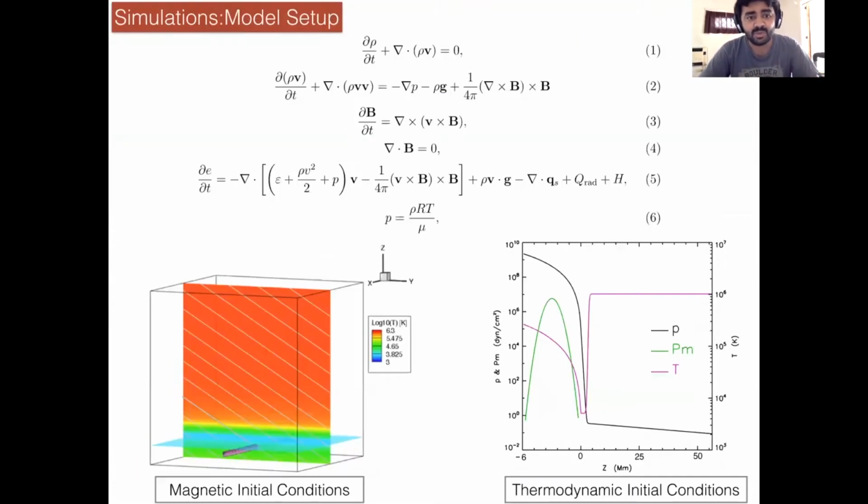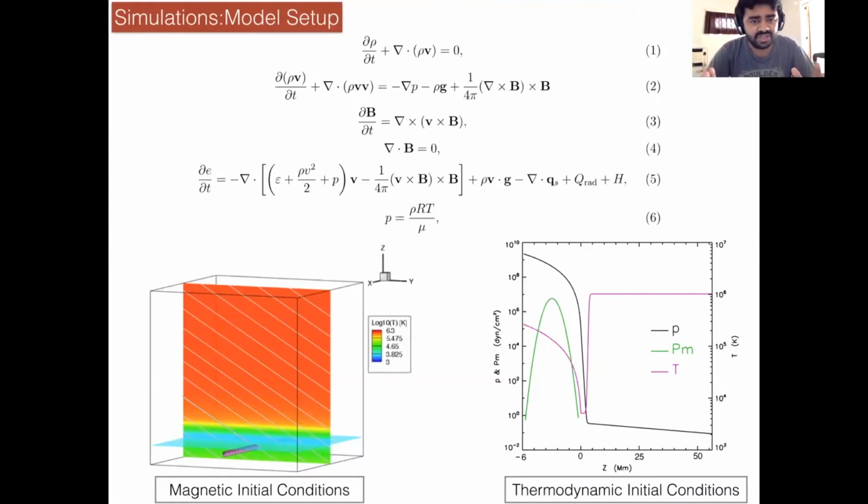Now, we do a simulation in three-dimensional Cartesian units where we have a magnetic flux tube which rises from below the surface of the sun, emerges at the solar surface, interacts with the outer field, and leads to the formation of these highly energetic solar jets.